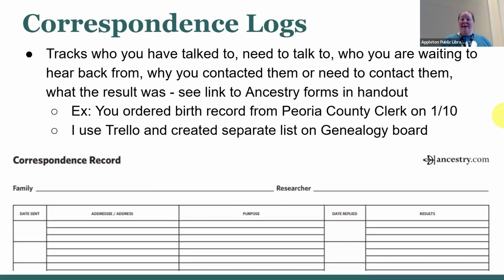But I can put in here, for example, I ordered a birth record from Peoria County Clerk on January 10th. And then, three months later, I can look at this and say, gosh, I never heard back from Peoria County. I better give them a call and say, what happened? Where's my record? Or I need to follow up on that. Or, oh, I'm not going to request that record because I already requested it back in January. So again, you could use something like Trello or use something like this. That's what I do, I just have a separate little list in my Trello where I keep track of my correspondence.